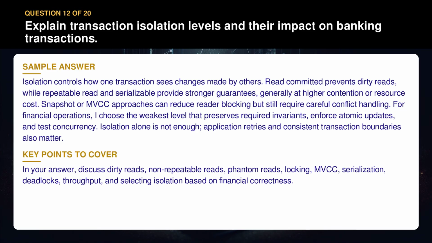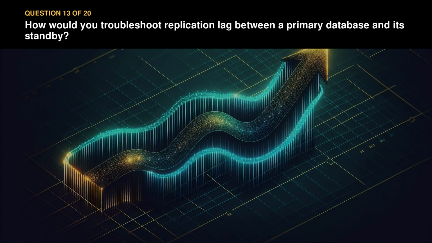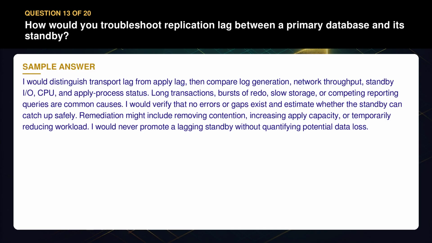In your answer, discuss dirty reads, non-repeatable reads, phantom reads, locking, MVCC, serialization, deadlocks, throughput, and selecting isolation based on financial correctness. Question 13. How would you troubleshoot replication lag between a primary database and its standby? I would distinguish transport lag from apply lag, then compare log generation, network throughput, standby I/O, CPU, and apply process status. Long transactions, bursts of redo, slow storage, or competing reporting queries are common causes.